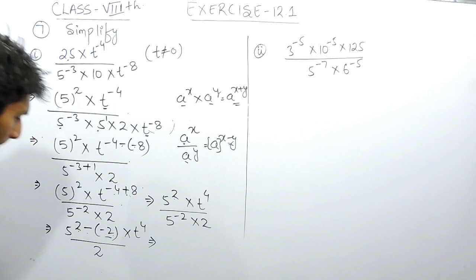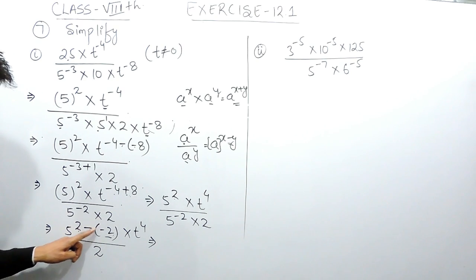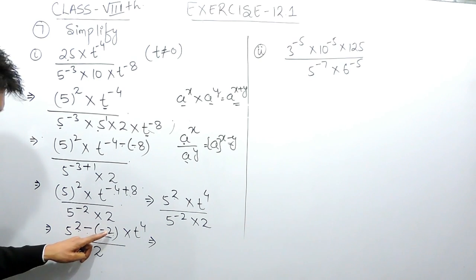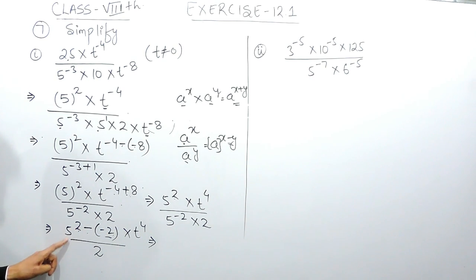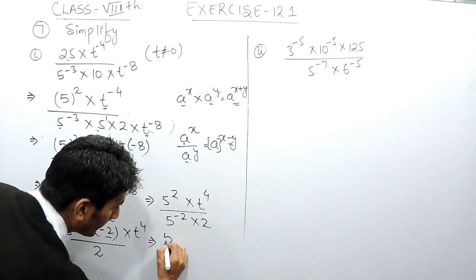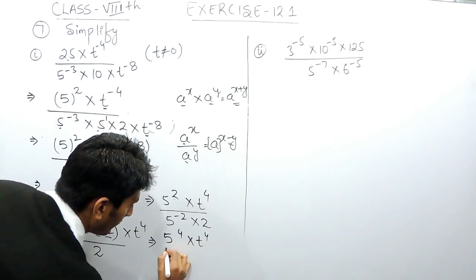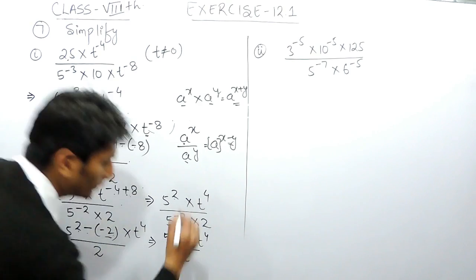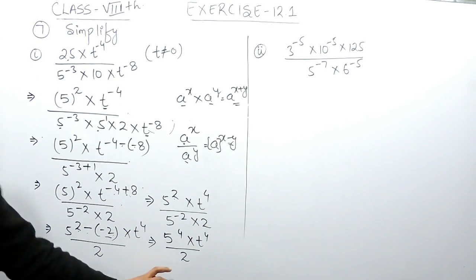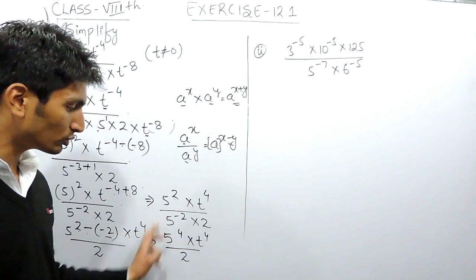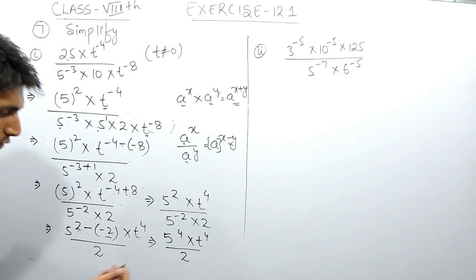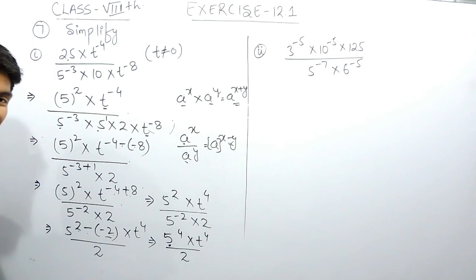Further solving, this minus will get plus, so it will be positive 2, and positive 2 plus 2 will get 5 raised to power 4 multiplied by t raised to power 4 upon 2. Now this will be the answer because this expression cannot be solved further. What you can do is write this as a complete number.